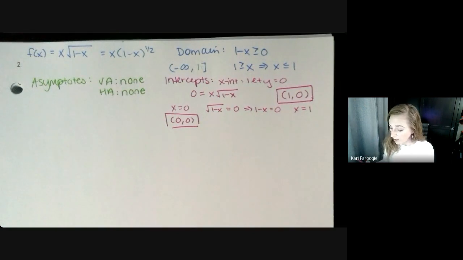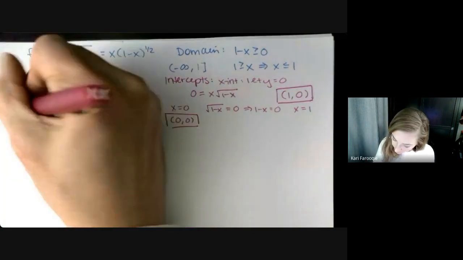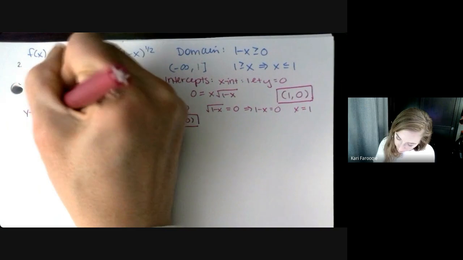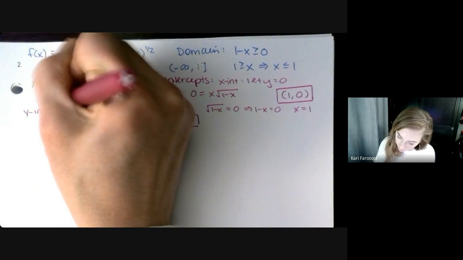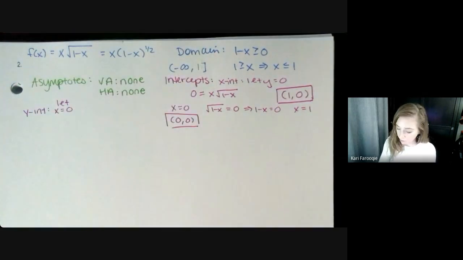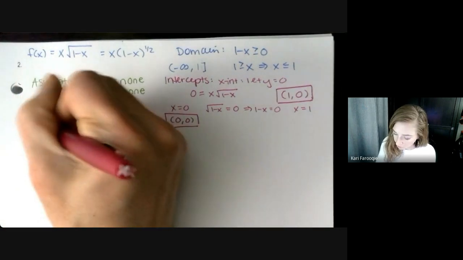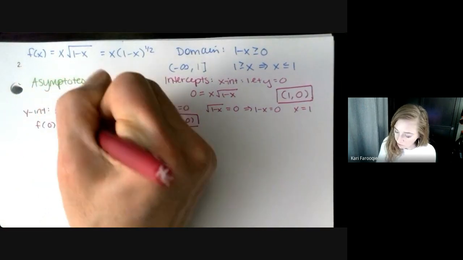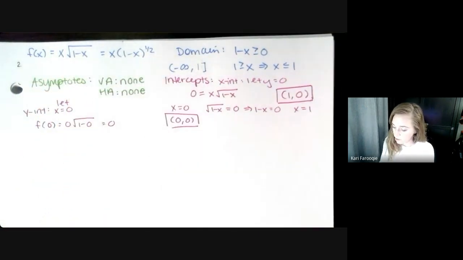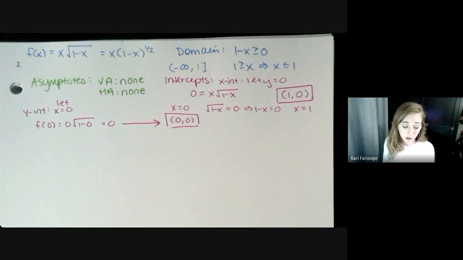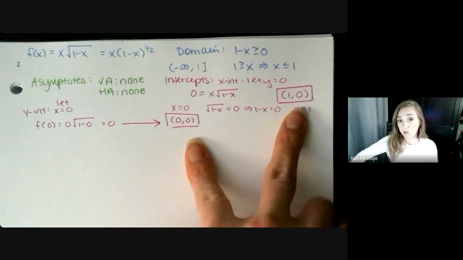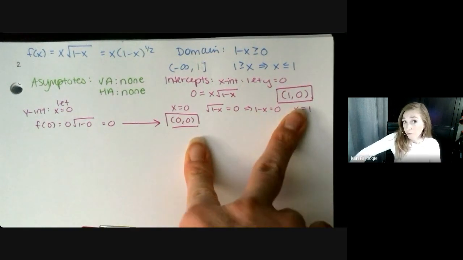Now, for the y-intercept, we let x be 0. And if we let x be 0, again, we're just looking at f of 0, which would be 0 times the square root of 1 minus 0, which is 0. Well, we already found that. So the y-intercept is also an x-intercept. It's not that interesting, but it's still a conclusion. It's still a point on the graph. So we have 2 points that we'll at least be able to graph on our graph. So that's helpful.